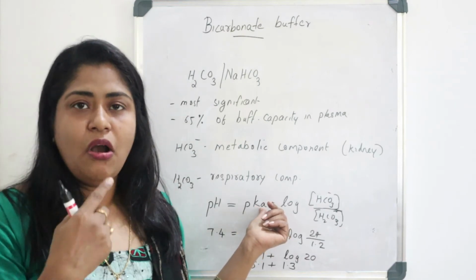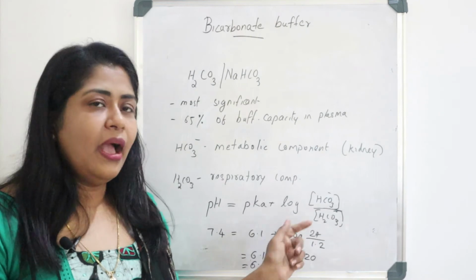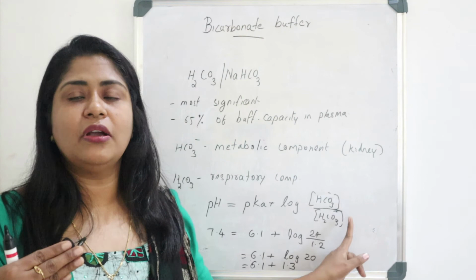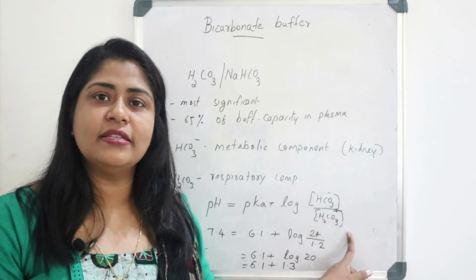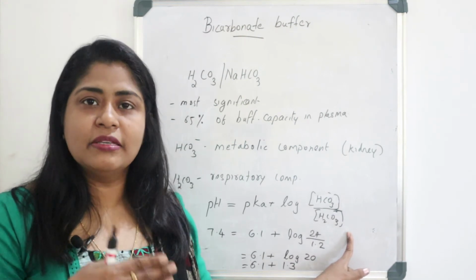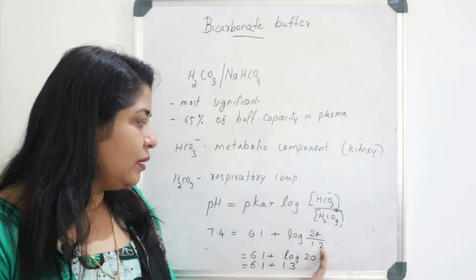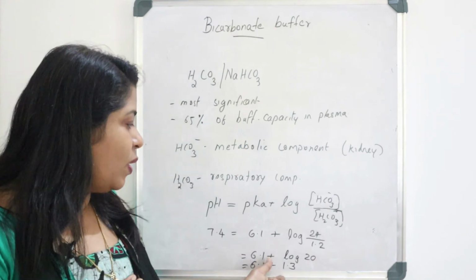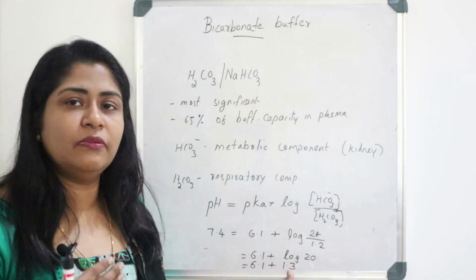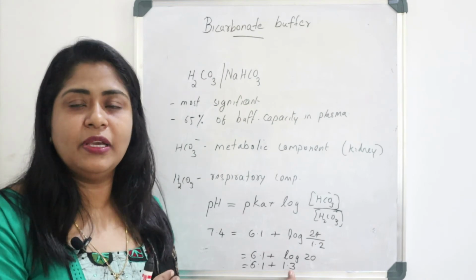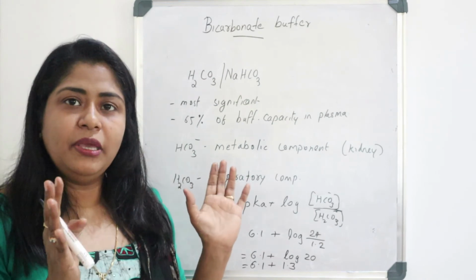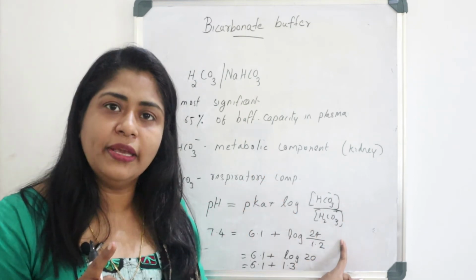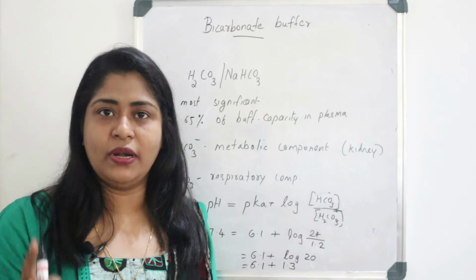We know the pKa of this acid is 6.1. The molar concentration of bicarbonate in blood is 24, and the molar concentration of carbonic acid in the blood is 1.2. Applying these values, we get log 24 by 1.2, that means log 20. So 6.1 plus log 20, that is 6.1 plus 1.3, and definitely that value becomes 7.4. So the pH will be 7.4 if the bicarbonate to carbonic acid ratio is 20:1.